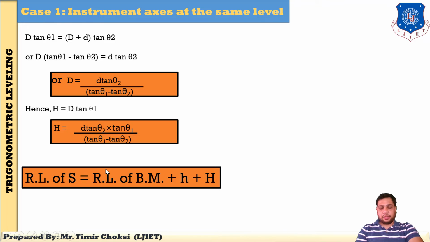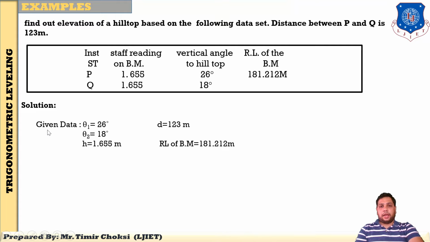In case number 2, the first case, instrument X is at the same level. So remember this formula: capital D, H and RL. Now I have explained one example, so you can clearly understand all the formulas as well as all the data. So first, find out the elevation of the hilltop based on the following data.